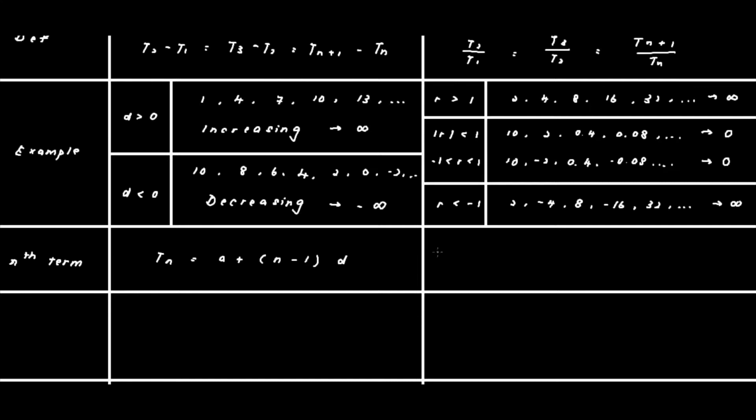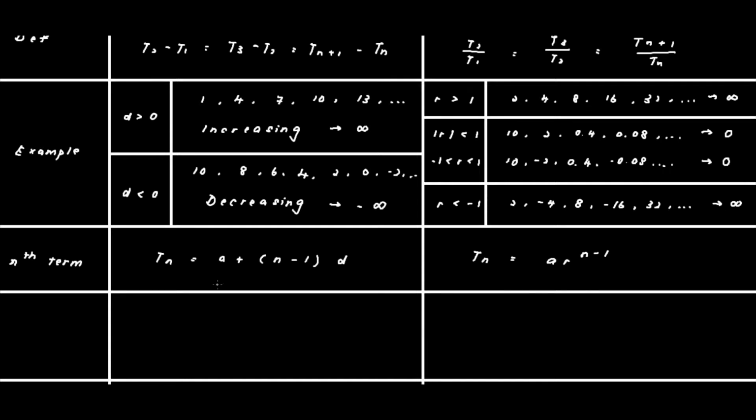Alright, the next part is the Tn for the geometric progression. For this one it is Tn equals a r to the power of n minus 1. So a, same thing, is your first term, r is the common ratio, and n is the number of the term that you want to determine.